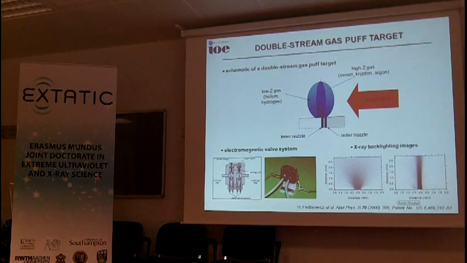And the difference you can see here. This is an ordinary gas puff target. You can see that it spreads into all space. And this is the double stream gas puff target. Now we are able to produce a high density target at a distance even 2 millimeters from the nozzle. So now we are able to produce a hot plasma which is at some distance from the nozzle, no nozzle degradation, no problem at all.